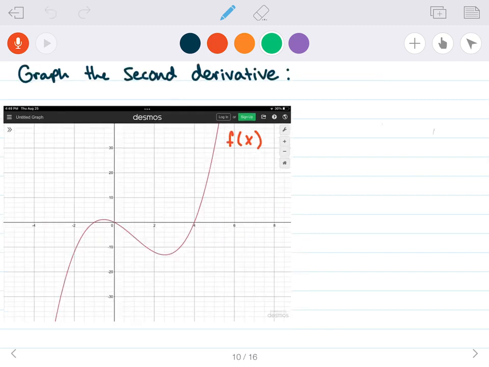Okay, let's do another example. So again, I'm going to start by graphing the first derivative. And I can see where it's flat, right here and right here. And so that tells me that my first derivative is going to cross the x-axis at these x values. So I'm just going to go ahead and transfer these down to the x-axis.